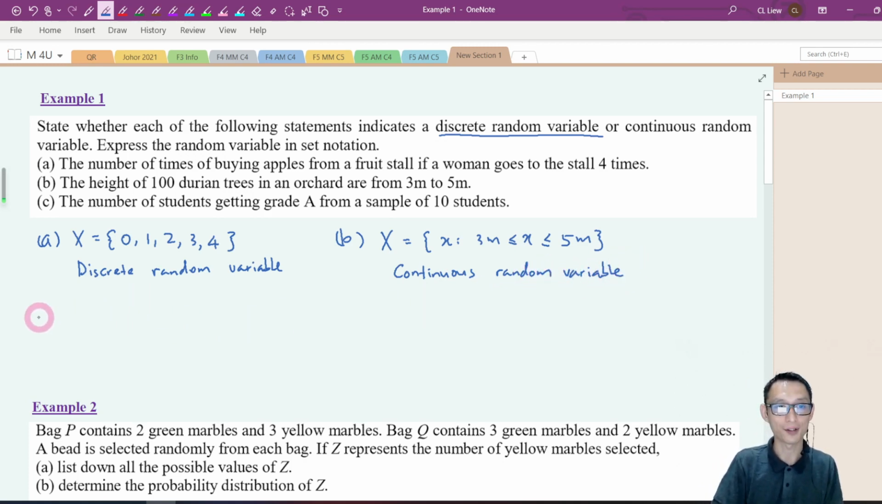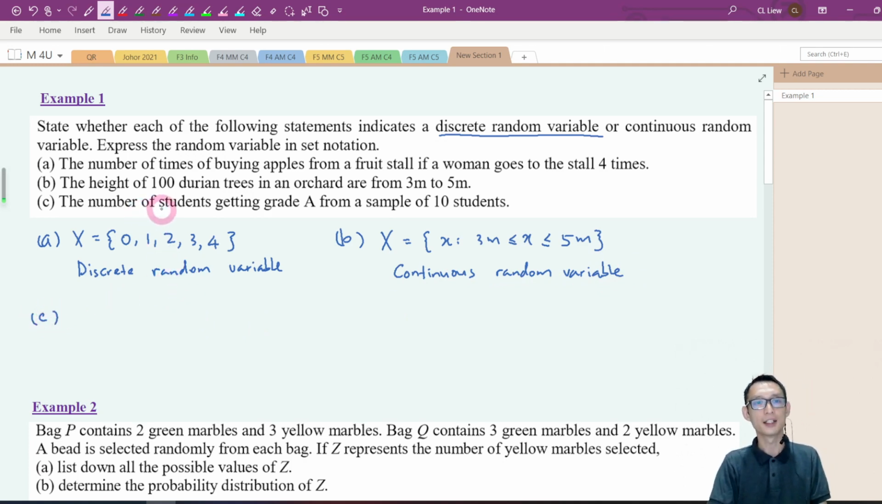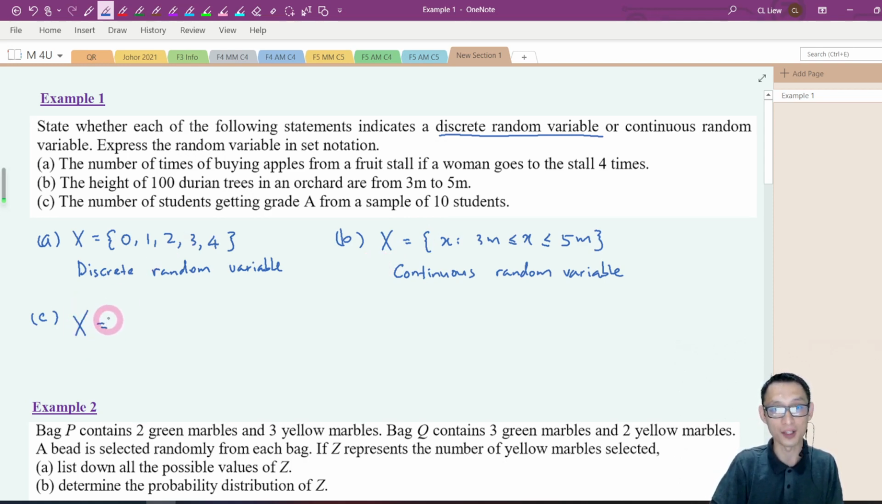Now let's look at part C. The number of students getting grade A from a sample of 10 students. So we can count it this time, right? 1 student, 2 students, 3 students, and so on. Maximum 10 students, and it can be 0 students as well. So let me use X to represent the number of students getting a grade A from a sample of 10 students.